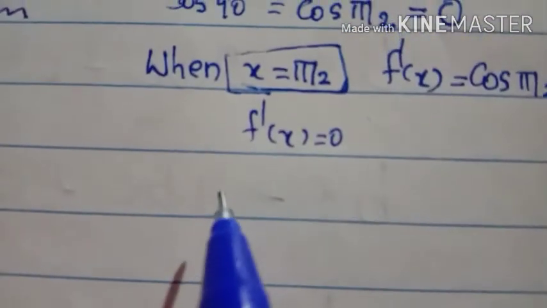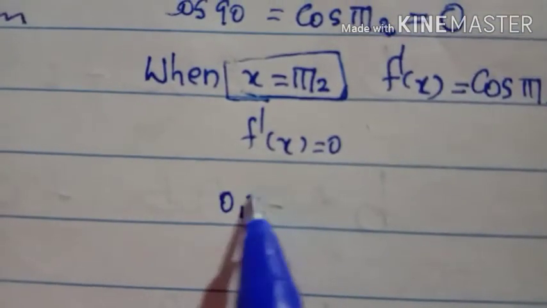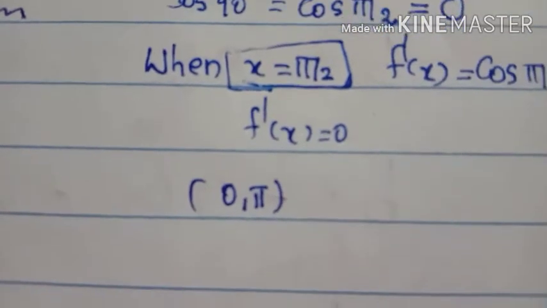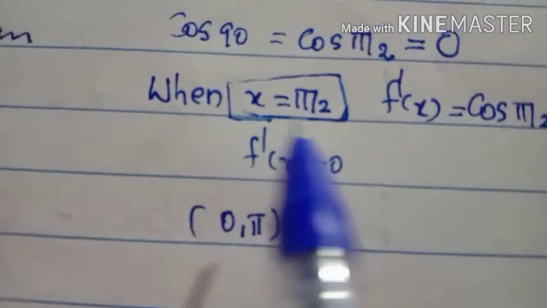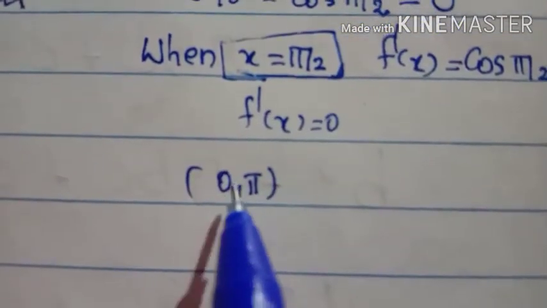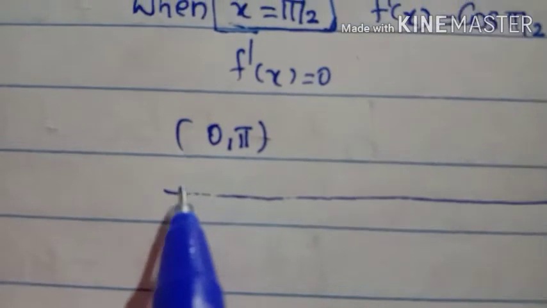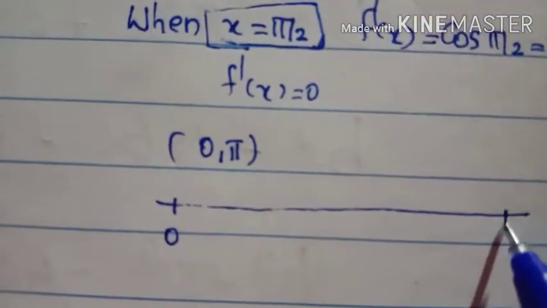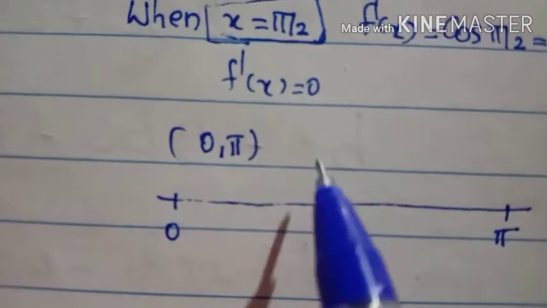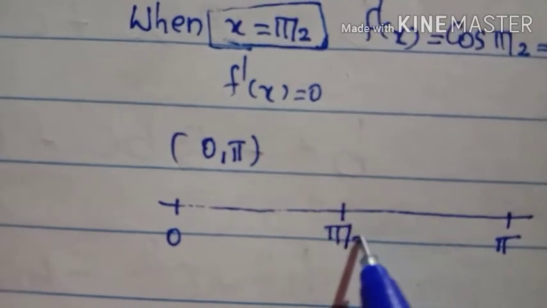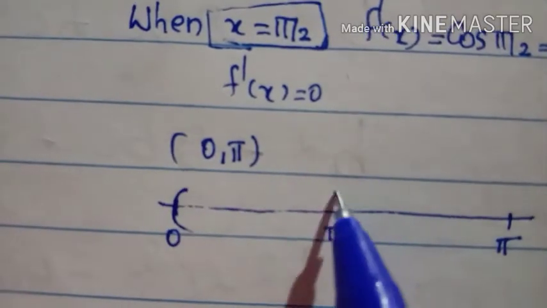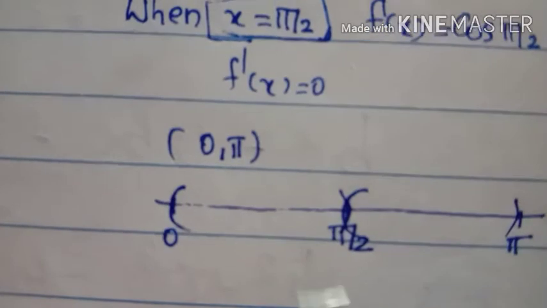In the question there is an interval given, the open interval 0 to pi. This point pi by 2 divides 0 to pi into two intervals. Let's express this on a real line. It is 0 to pi, and the point pi by 2 divides it into two intervals. One of the intervals is 0 to pi by 2.